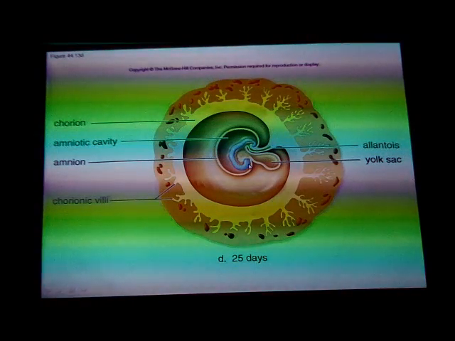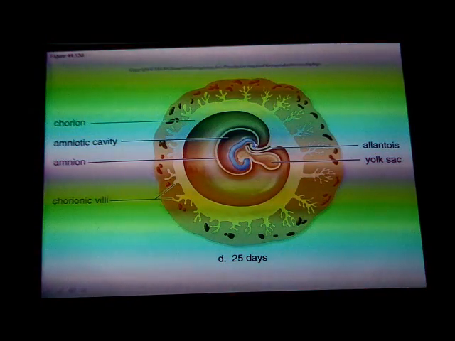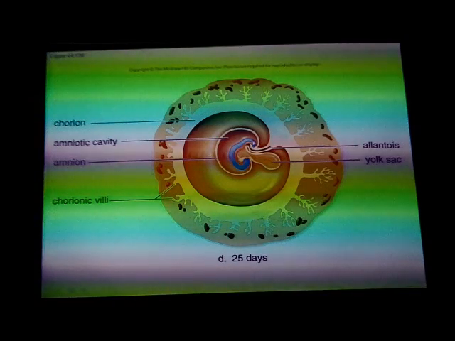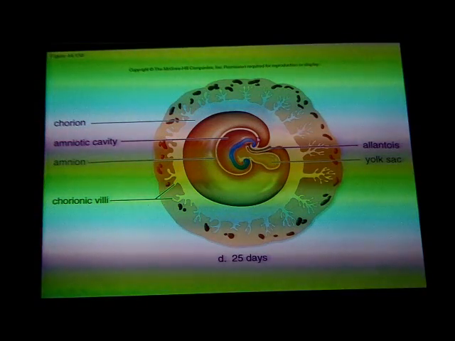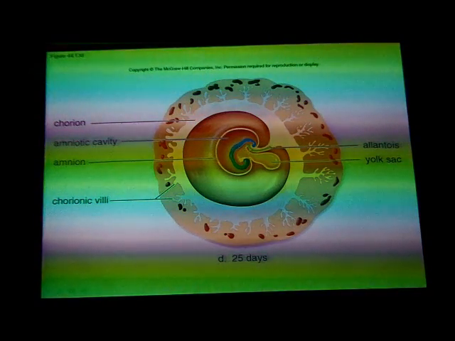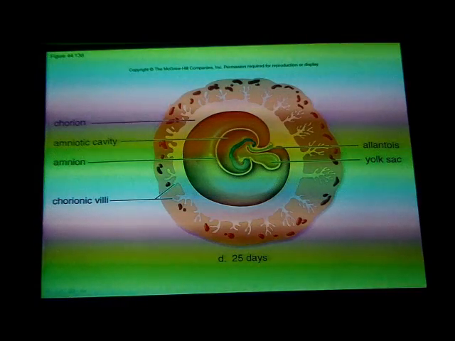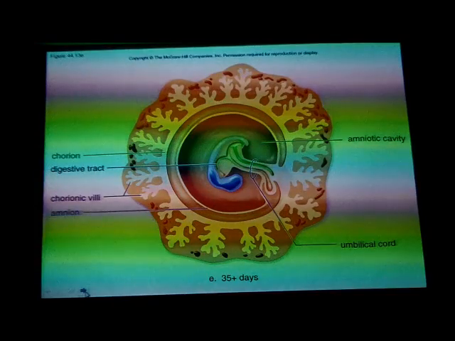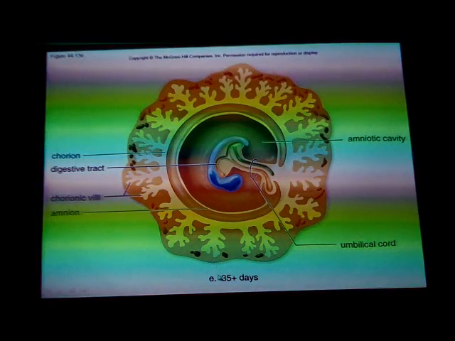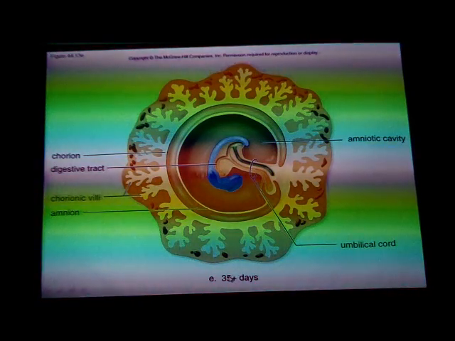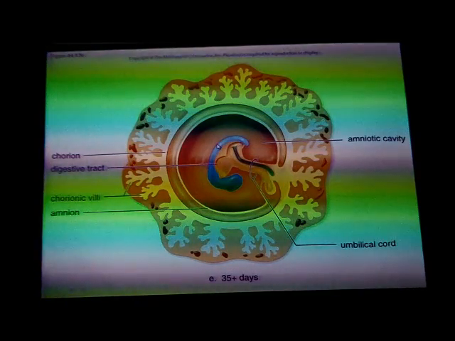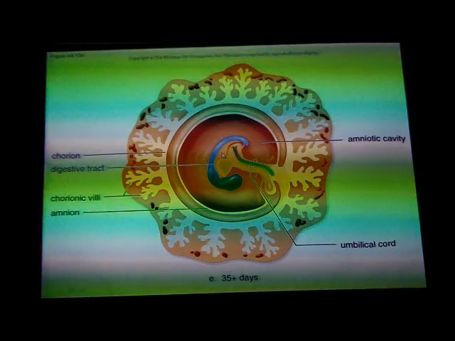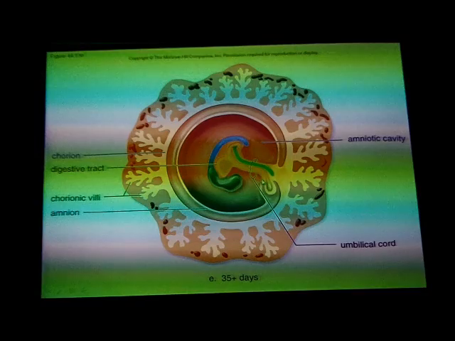25 days after fertilization, you have a kind of curved shape. Do you remember when you looked like that? Kind of looked like a little snake or something. And the allantois is forming this tube. The yolk sac is starting to get used up. 35 days, that's 5 weeks. Now this is what you look like. And here's this umbilical cord forming.